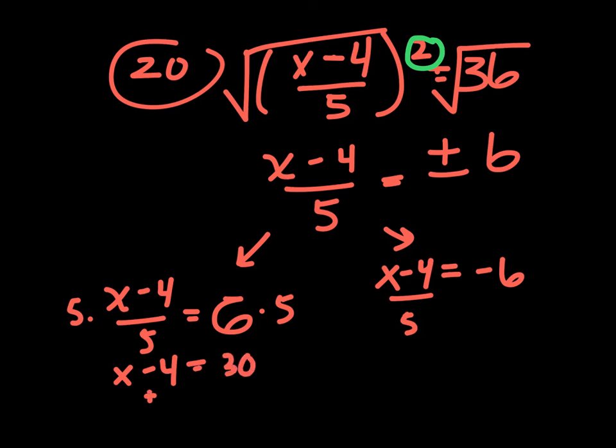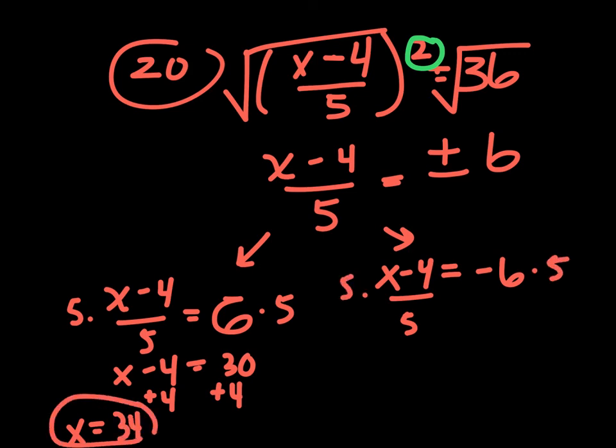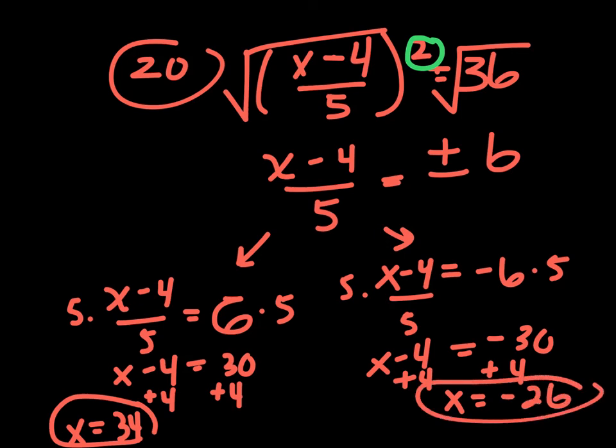So for the first one, I get that x is 34. And with the second one, when I solve for x, I'm going to get that x is negative 26. So those are my two possibilities for x.